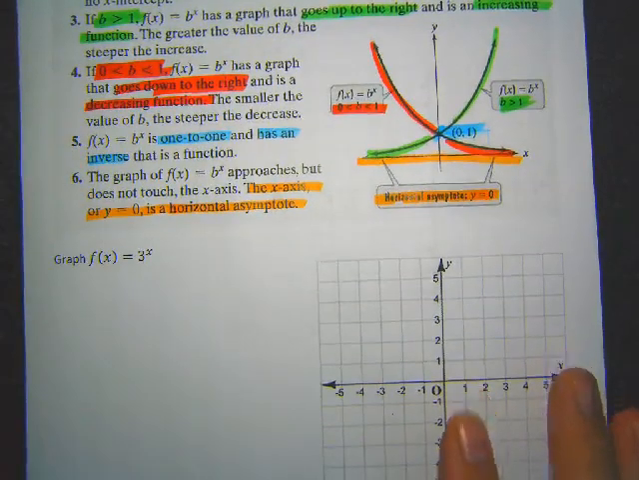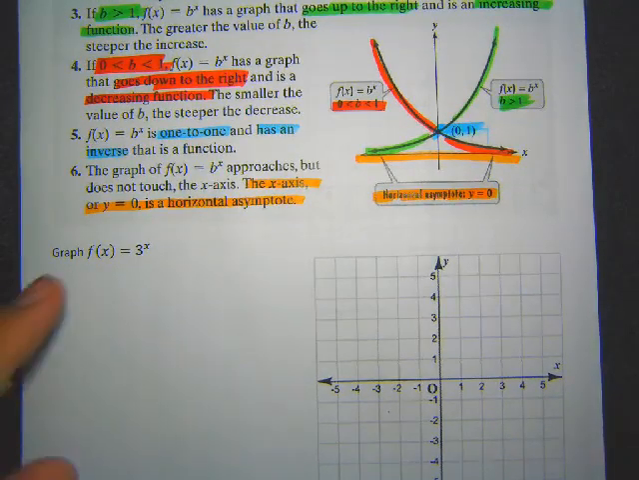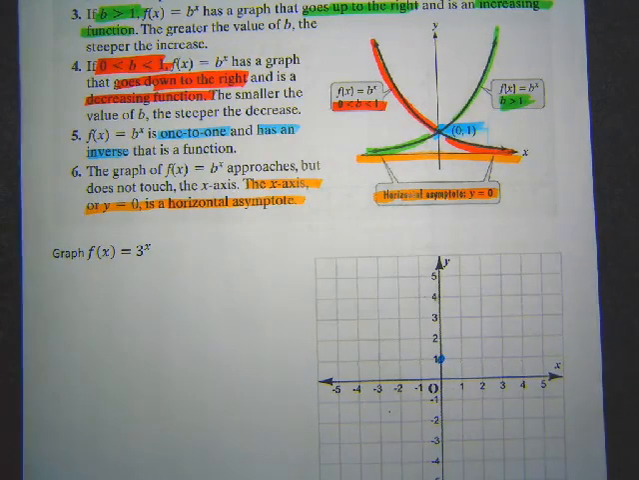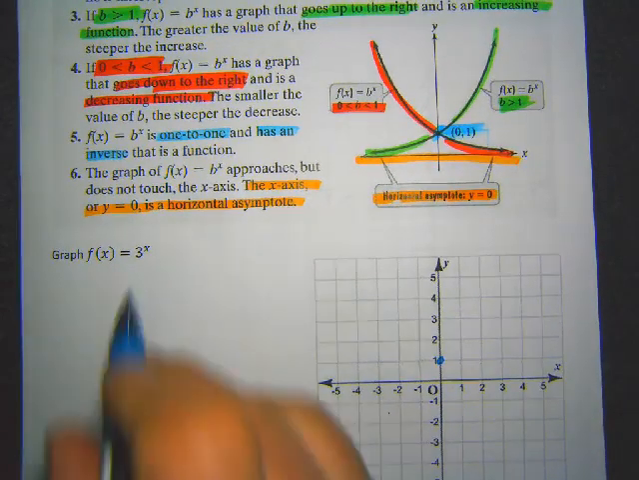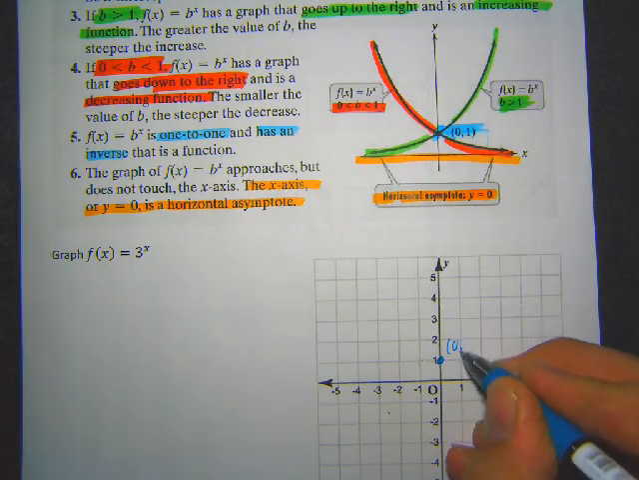I'm going to graph one more. This one, we're not going to bother with the t-chart, because now we know enough about graphing this that we can just graph it from what we know. First off, we know that it's got to have a point at (0, 1). These always have a point at (0, 1), because you plug in 0 for the power, you get 1. So there's always going to be that point, (0, 1).